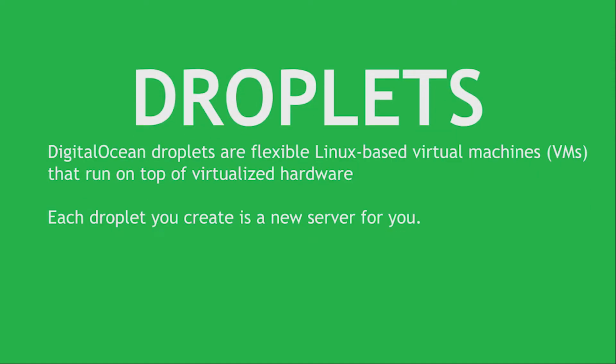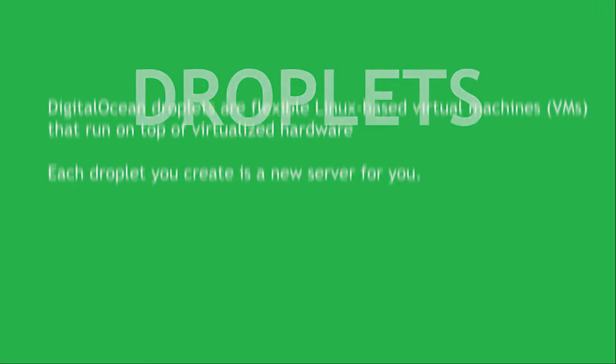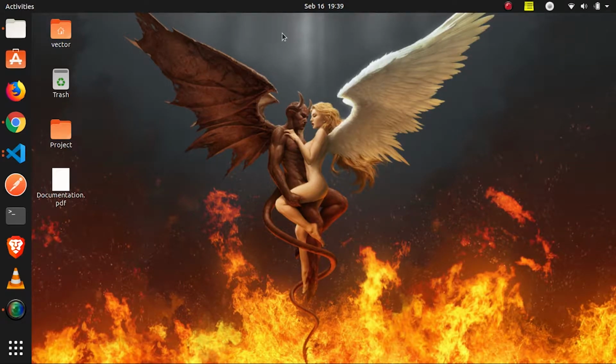Now, DigitalOcean droplets are flexible Linux-based virtual machines that run on top of virtualized hardware. Each droplet you create is a new server for you. Now that we have our Vue.js app and Node.js API, it's time for us to deploy them on the DigitalOcean Ubuntu server. So we shall go through 2 steps. The first step is create a DigitalOcean account. The second step is create a droplet on the DigitalOcean account.